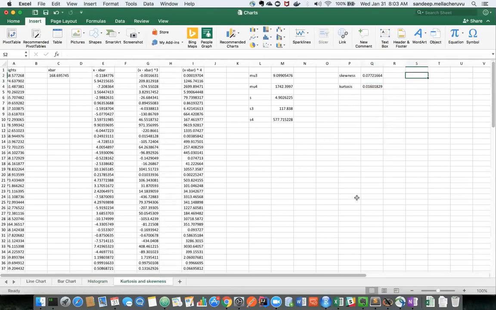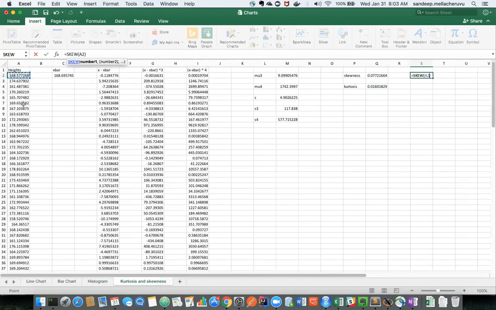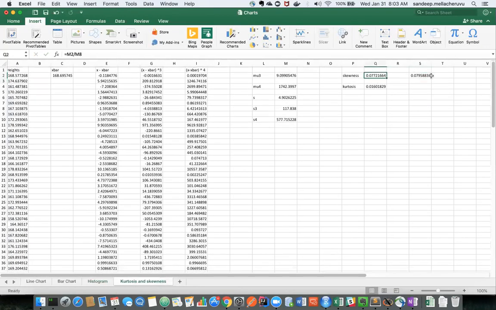And in Excel, you have a direct formula, like always. Skew, you give all the heights. I think it is very close. Like I said, it is an approximation, right? The formula that I gave. But still, the interpretation doesn't change. Interpretation is still the same. Positively skewed.